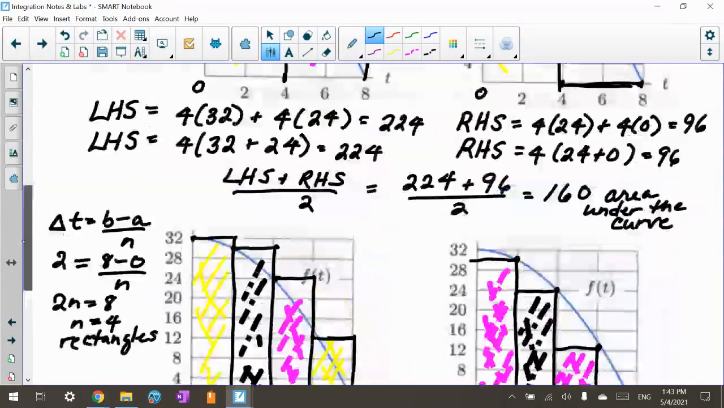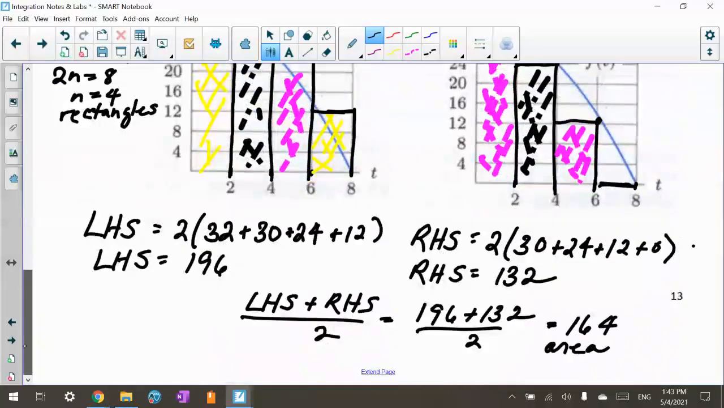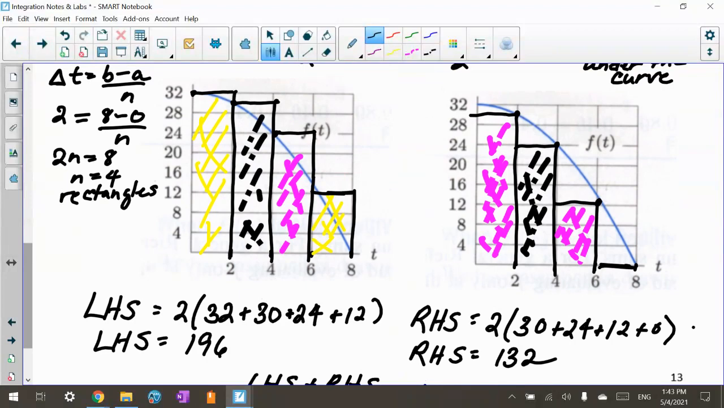Up here, we got it to be 160. So you're like, oh, okay, I'm seeing that I'm getting this a little bit closer, and it looks like with more rectangles, it's more accurate. Okay, we'll look at that.